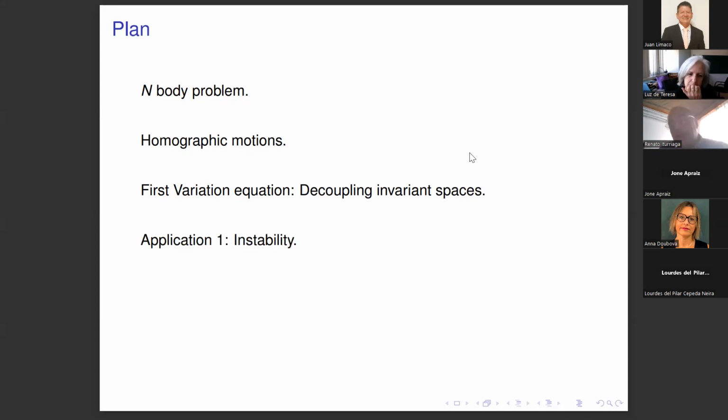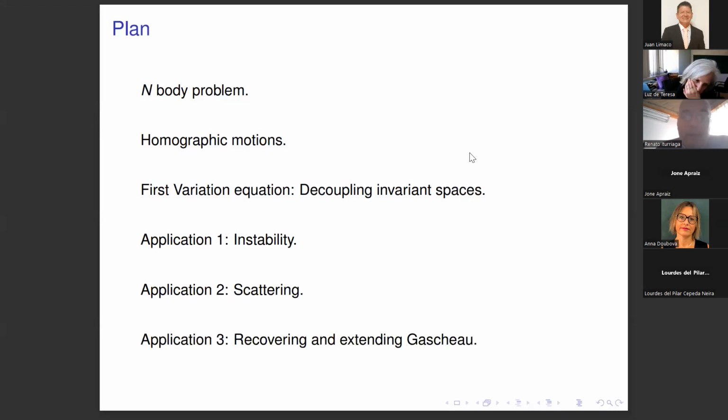And then there are some applications. The first application is instability. The second one is scattering. And then it's recovering and extending a result of Gauchot from the 19th century.